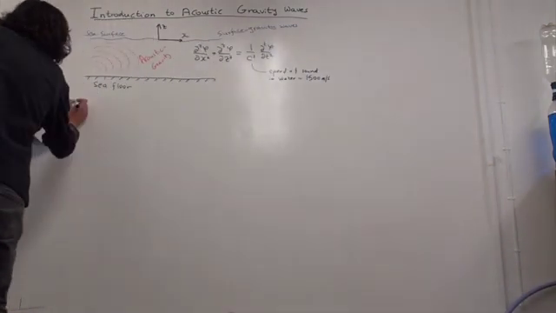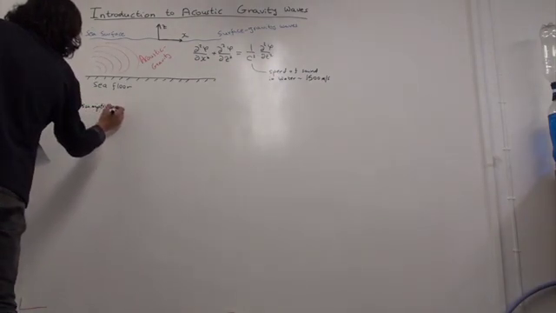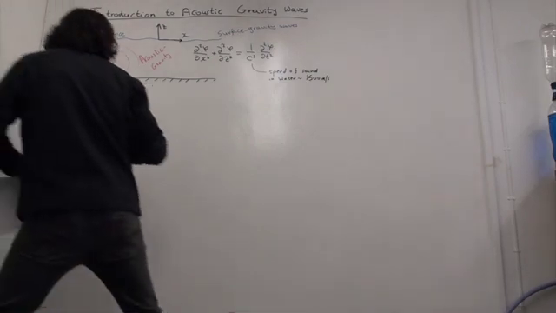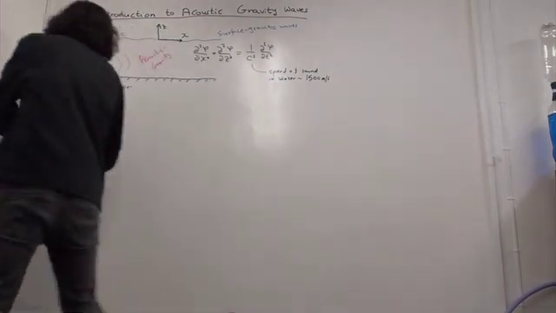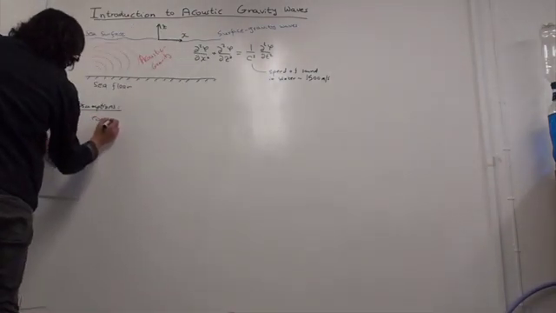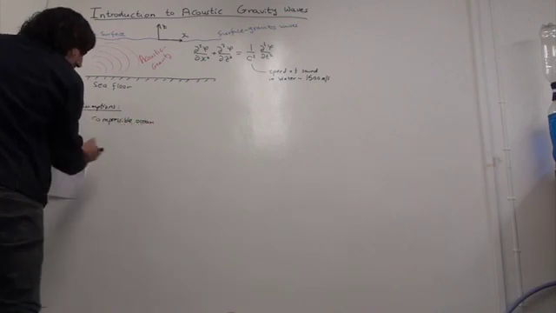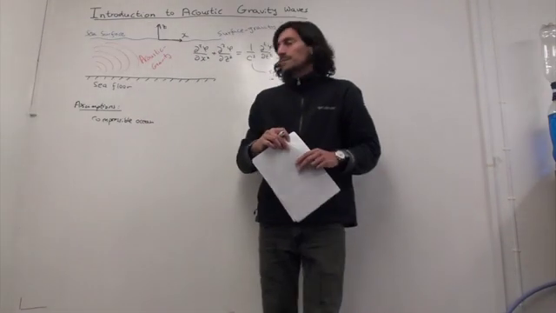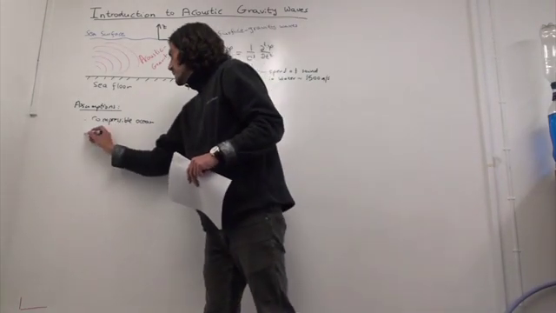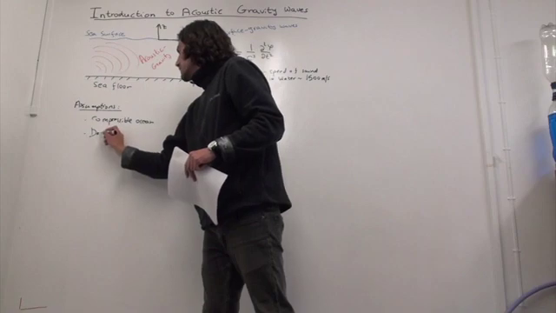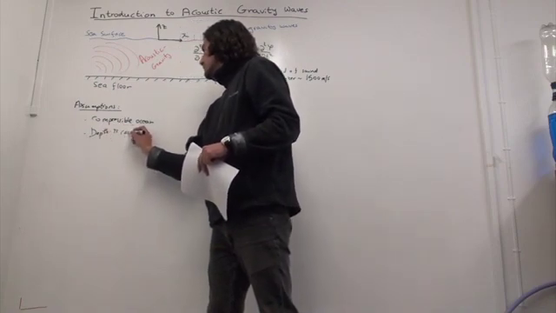Let's just put here assumptions. Okay. So we said we have a compressible ocean. The water is compressible, and the depth is constant. So water depth is constant.